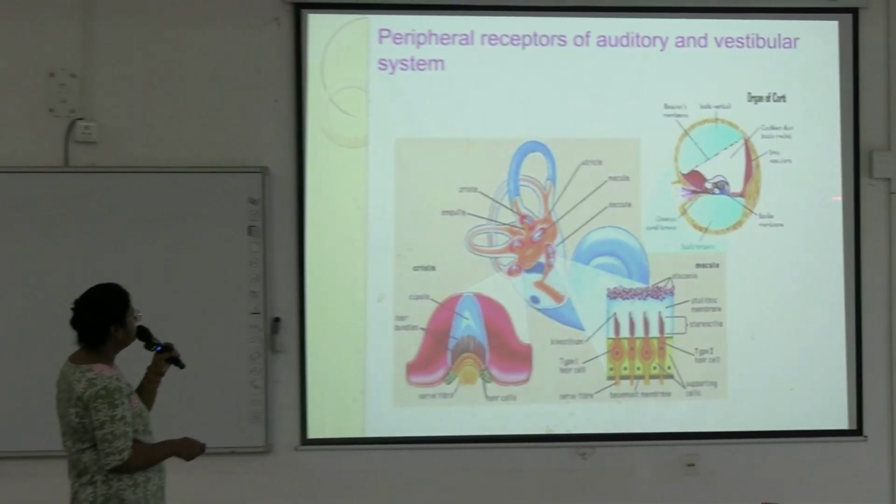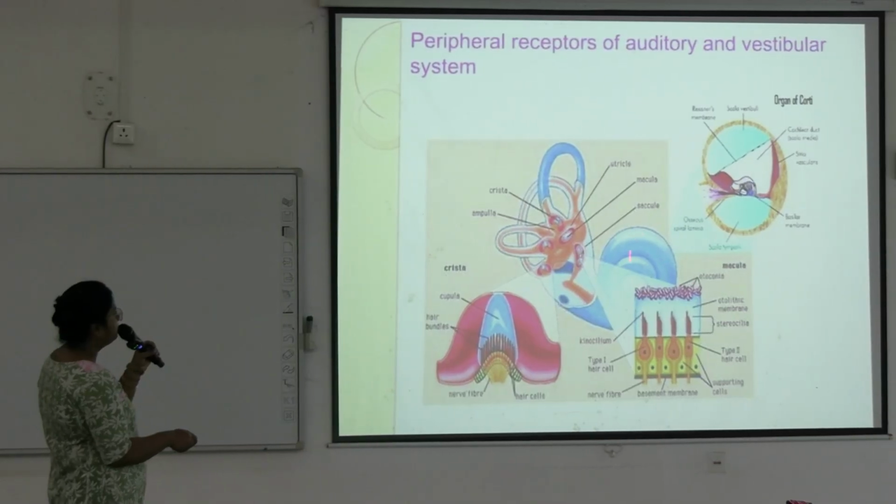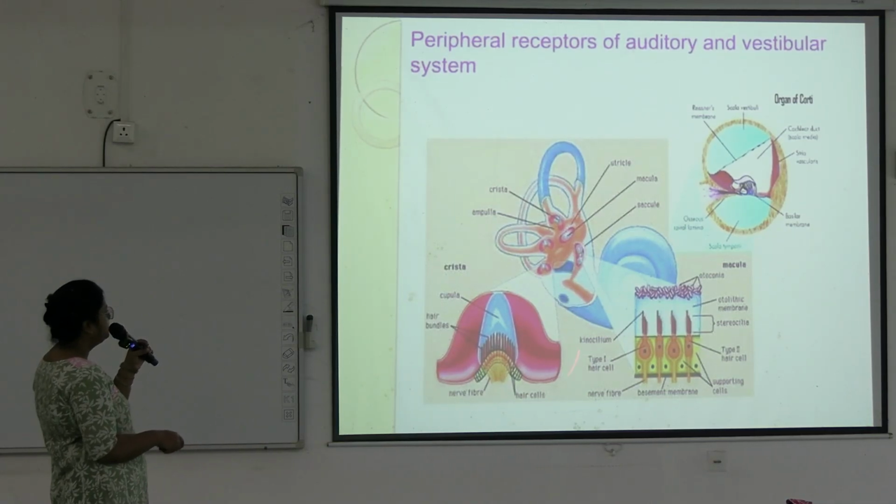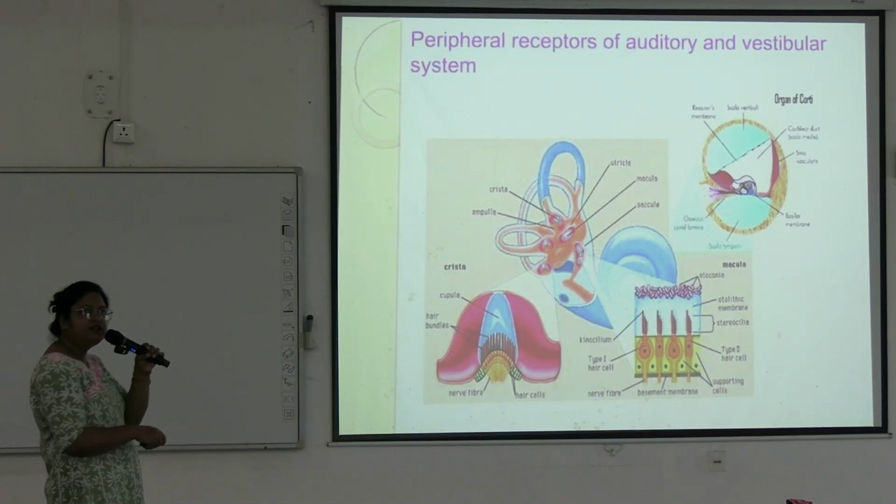See, the locations have been shown: within the cochlea, the organ of Corti is lying. This is the macula, lying within the utricle and saccule, and this is the cristae. It is lying at the ampullated ends of the semicircular canals.